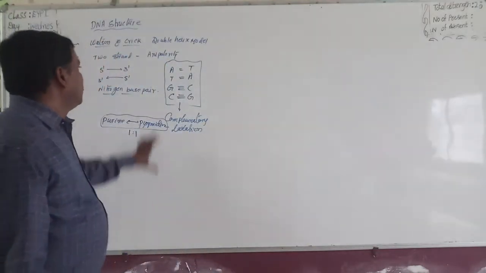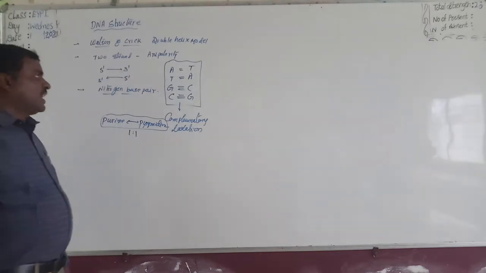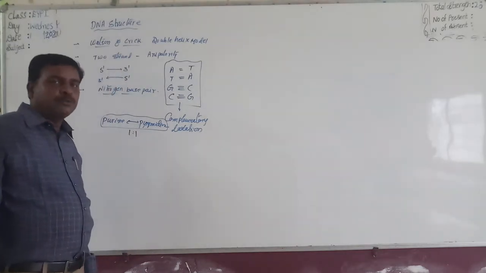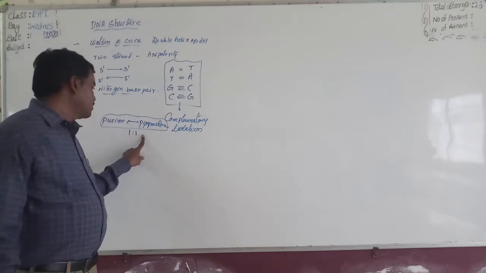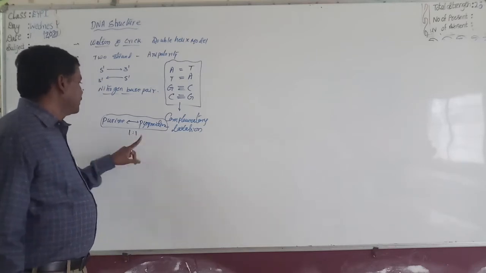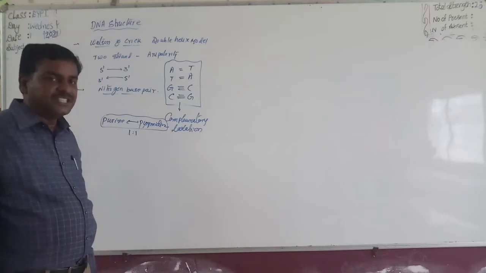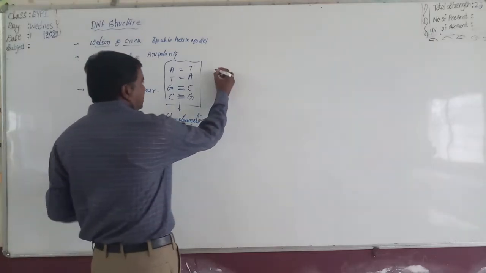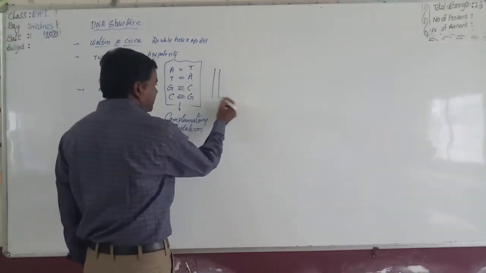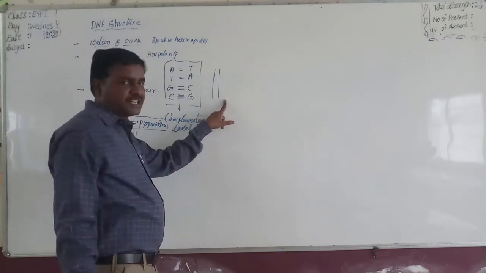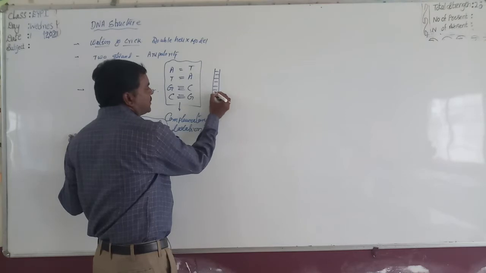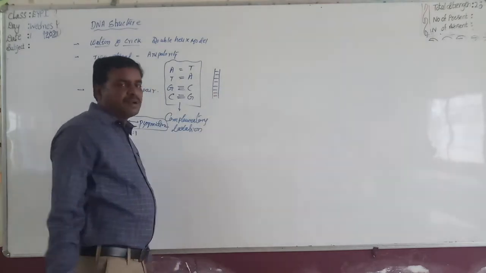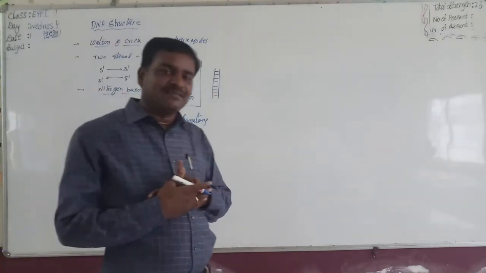Nitrogen bases are of 4 types: 2 pyrimidines and 2 purines. Purines and pyrimidines exist in a 1:1 ratio and are linked to one another. For example, this is a polynucleotide strand, and this is the second strand. The nitrogen bases are projected from this backbone, facing towards the lower side.